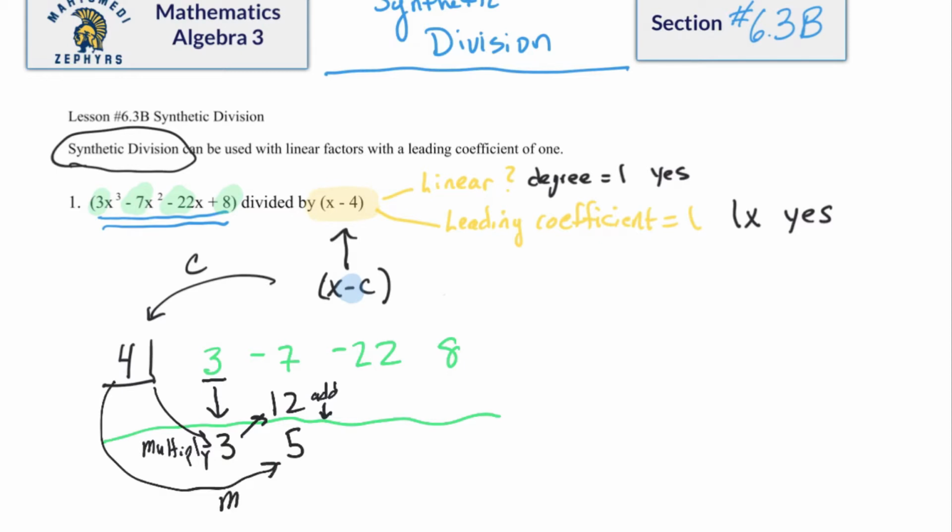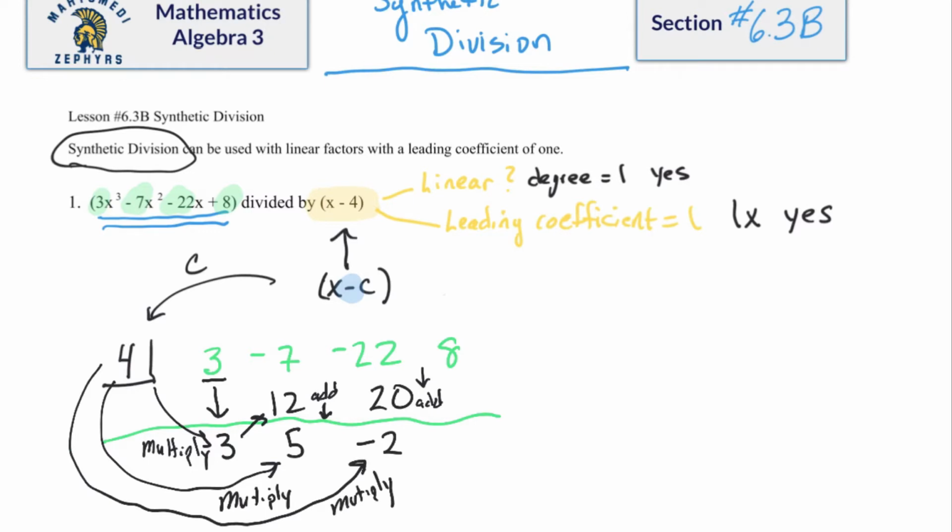So 4 times 5, we're multiplying, we get 20. Now we add negative 22 and 20 and get negative 2. We multiply 4 by negative 2, and we get negative 8. And this question works out great because when I add, I get a 0.